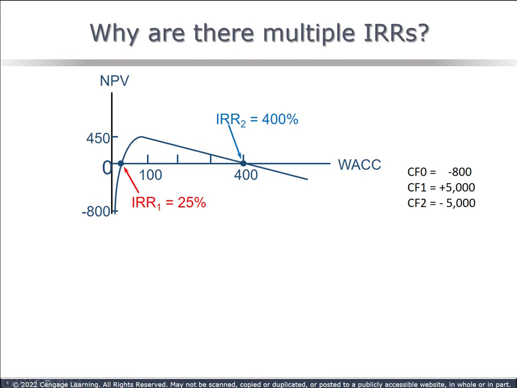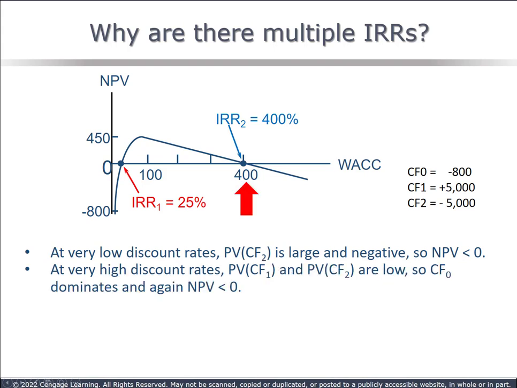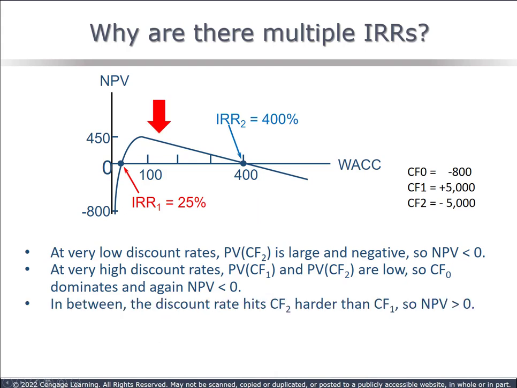Here's a look at the results of our Pavilion project. At very low discount rates, the present value of CF2 is large and negative, so NPV is negative. At very high discount rates, the present value of both CF1 and CF2 are low, so CF0 dominates and NPV is negative. In between, the discount rate hits CF2 harder than CF1, and you get a positive NPV.